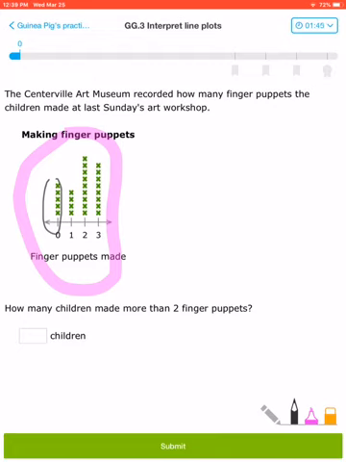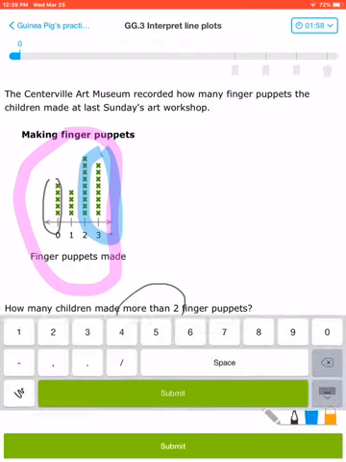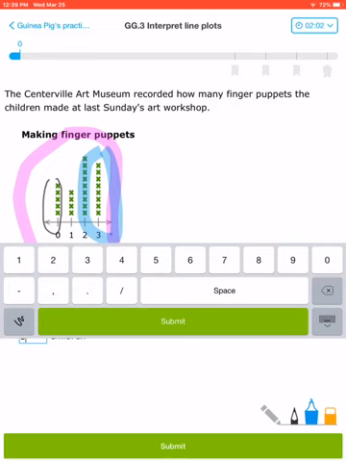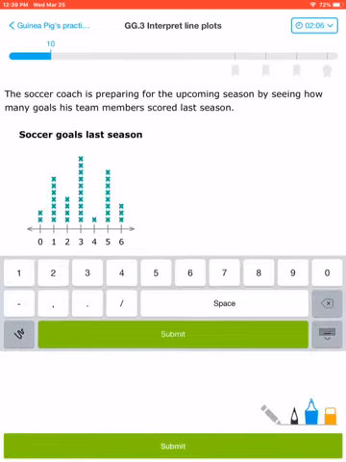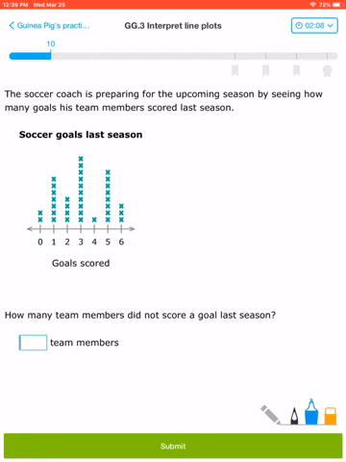So it says how many children made more than 2. Well, the only number on here that's going to be more than 2 is 3. So then all I have to do is count the X's on 3. 1, 2, 3, 4, 5, 6, 7, 8, I believe. And submit. So like I said, this is just reading them for right now.